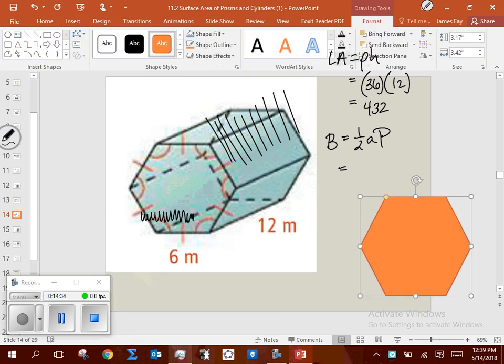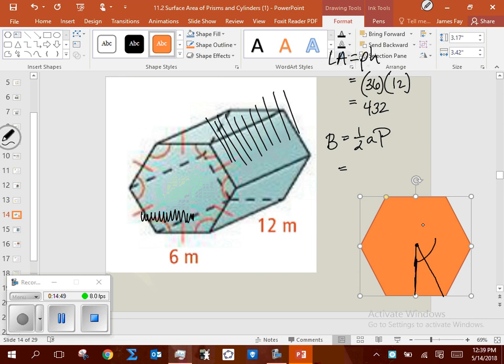Okay, so let me put a shape in here real quick. I just think it's a little bit easier to see the base with a two-dimensional view. So I'm going to look at this thing right here. I got to find that distance. I got to find the apothem. So what would that angle right there be? Or how do I find that angle?